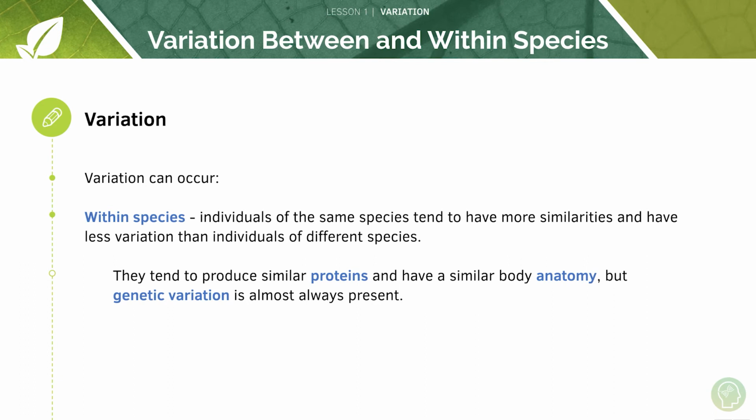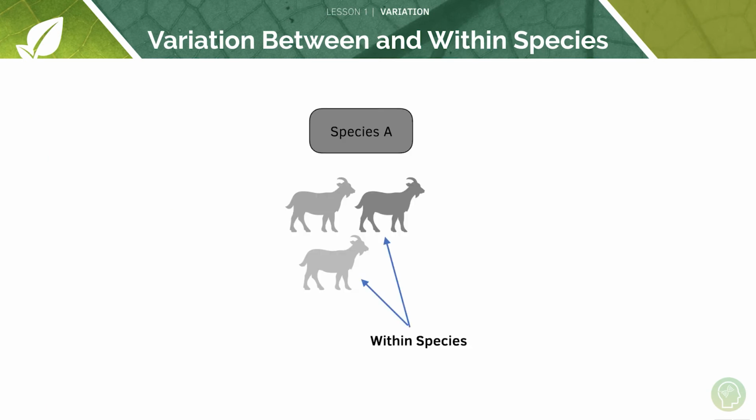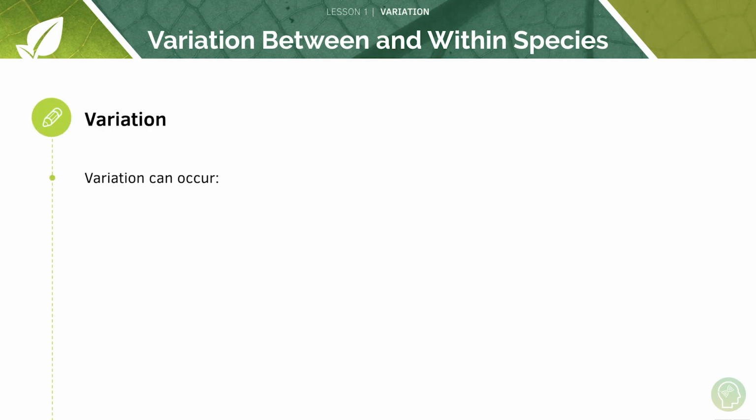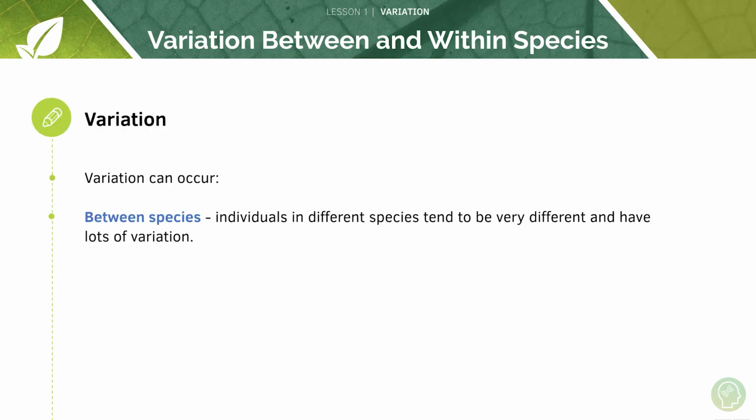But comparatively, if we compare a human with a dog, so two different species, these two species have differing body anatomy and differing proteins within their body. So you can see how variation within species has more similarities than between species. Okay, so for example, with species A, within species variations, they have similar body anatomy, but perhaps they might be different colours.